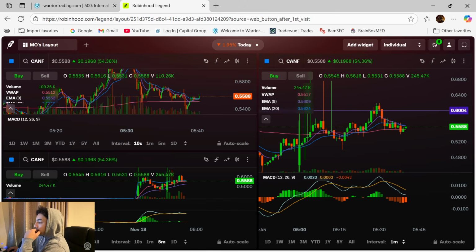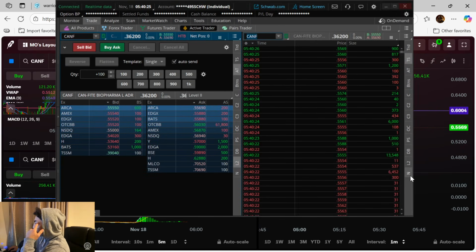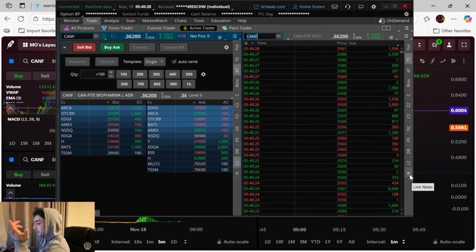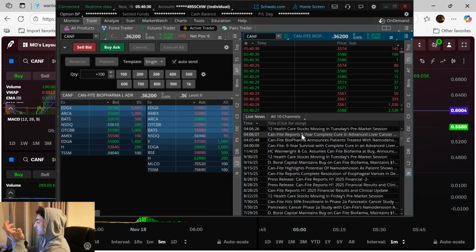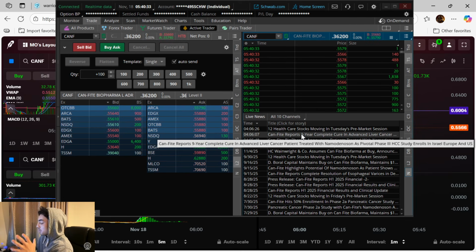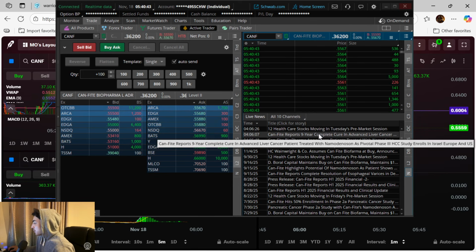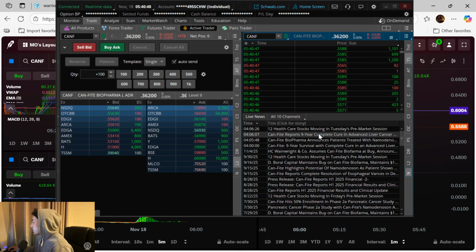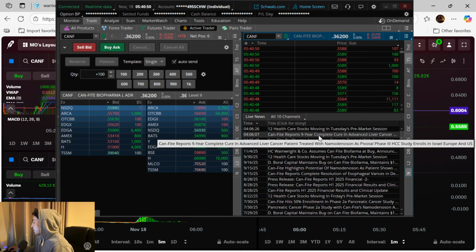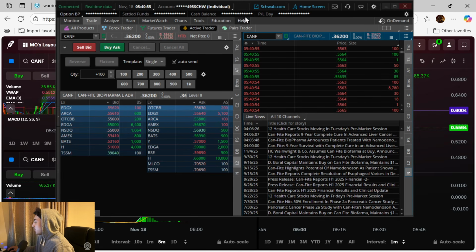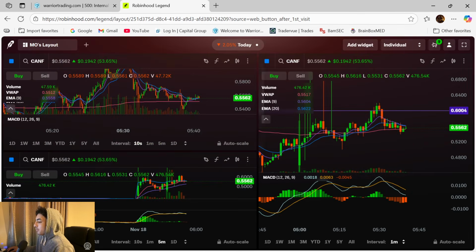There are a few things you can do. One, you can look up to see if there's any news. But two, I like Charles Schwab because it has the news in level two, in the broker. I can see that on there, but it's easier when it's on the scanner. Nothing works best like Warrior Trading. So you can see there's an advanced liver cancer patient with namodenoson. I don't know what that is. In Israel, Europe, and USA, they complete their nine-year cure.